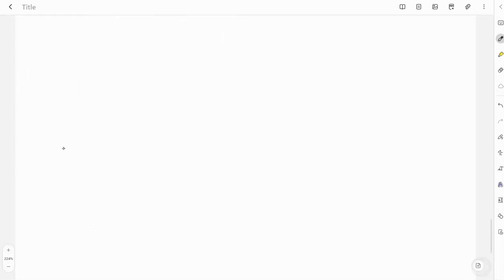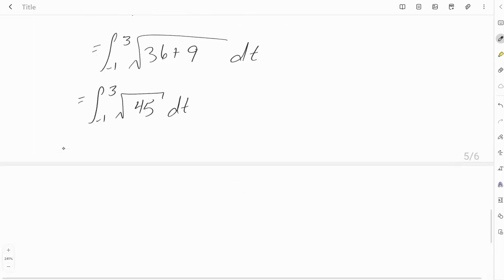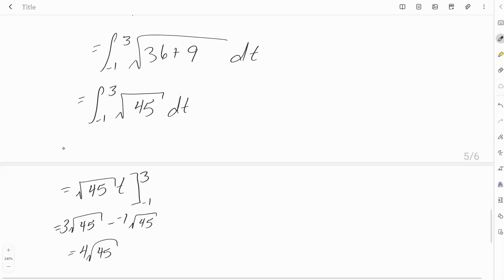So let's integrate with respect to t. So I'm going to have square root of 45t evaluated from negative 1 to 3. So we're going to have square root of 45 times 3, I'll put the 3 in front, minus the square root of 45 times the negative 1, I'll put the negative 1 in front. So this is going to be 4 square root of 45.